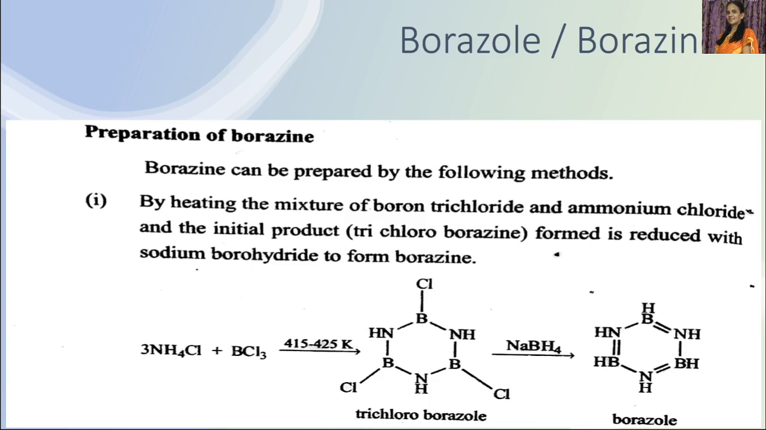This is boron trichloride, this is ammonium chloride. The initial product, trichloroborazine, is obtained, which is reduced with sodium borohydride NaBH4 to get borazine or borazole. Borazole molecular formula is B3N3H6, and this is obtained when the BCl3 and ammonium chloride mixture is heated to 415 to 425 Kelvin. Then initially we get trichloroborazole. This trichloroborazole undergoes reduction with sodium borohydride to give borazole.